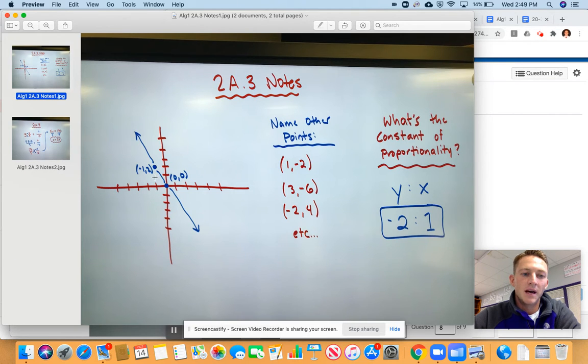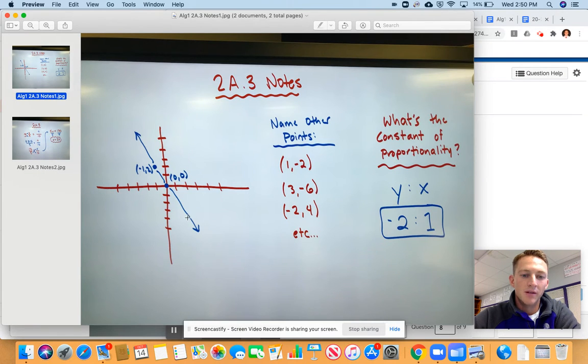Notice I went down 2 and over 1 as I was moving right on the graph. So from this point, I went down 1, 2, and moved right 1. So if I kept that going, if I went down 2 and over 1, what point would I be? I'd be at 1, -2. So there's a point right there.